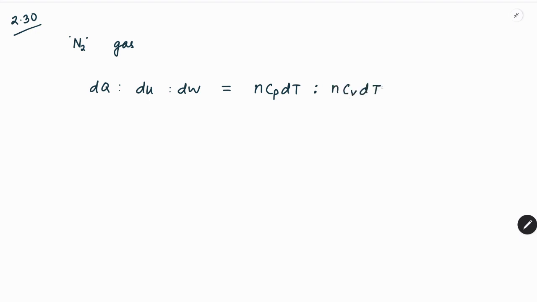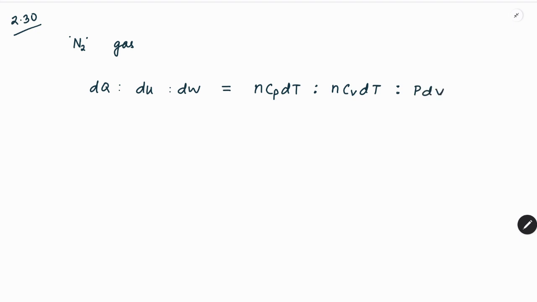So the problem is the easier one. The nitrogen gas is a diatomic gas. So we have nitrogen gas which is diatomic in nature, and we are here to calculate the amount of heat energy which is needed to perform a work done of 2 joule in the isobaric process. So for an isobaric process, if we write the ratio of dQ is to dU is to dW, then dQ is equal to n Cp dT, dU is equal to n Cv dT, and work done can be written as PdV.